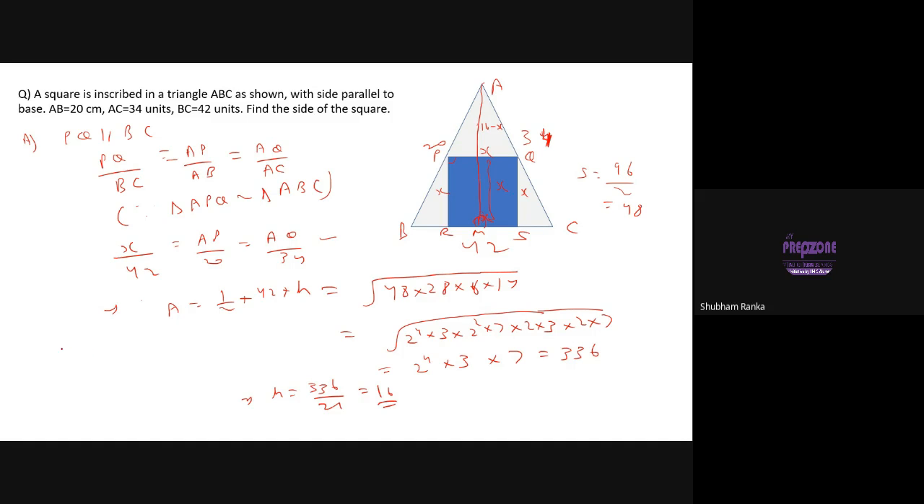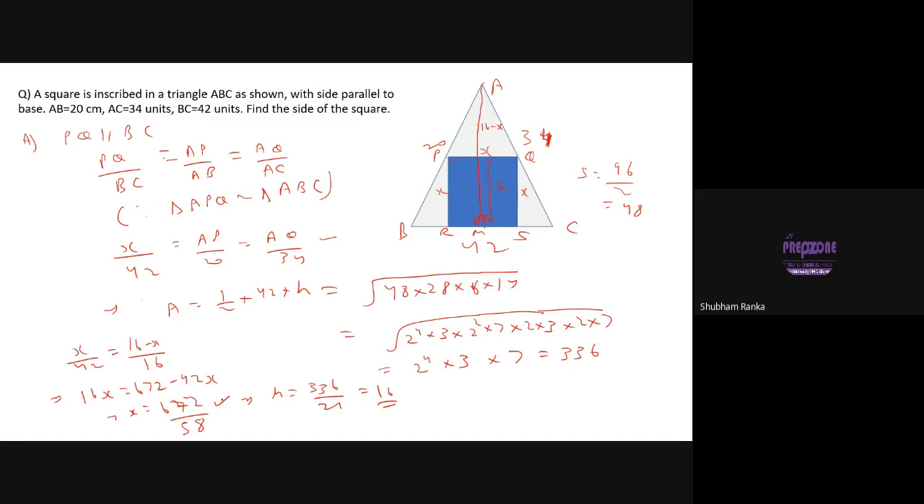So I can say that x by 42, the ratio of the sides, will be the same as the ratio of heights. So PQ by BC, which is x by 42, will be the same as 16 minus x by the whole thing, which is 16, since the big triangle has the whole height, 16. So this is 16x. 42 into 16 will be 672 minus 42x. So x will be equal to 672 by 58.